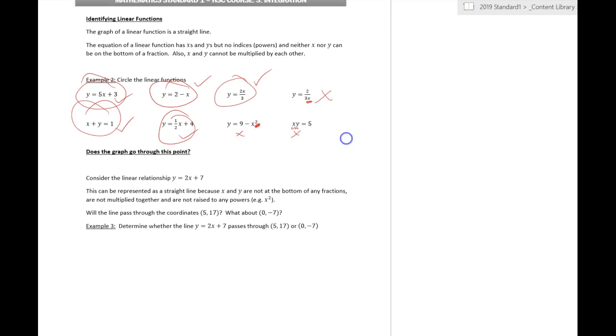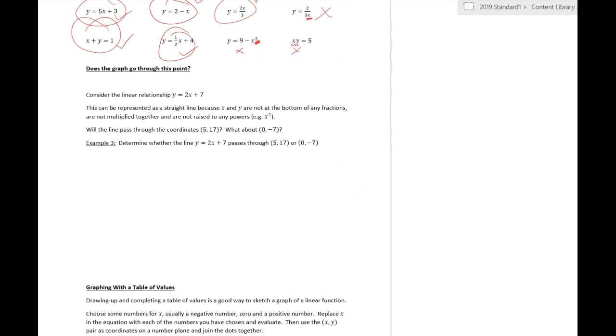The next thing we want to look at here is checking to see, if I'm given a particular point, how do I know if my graph goes through there without actually drawing it really carefully?